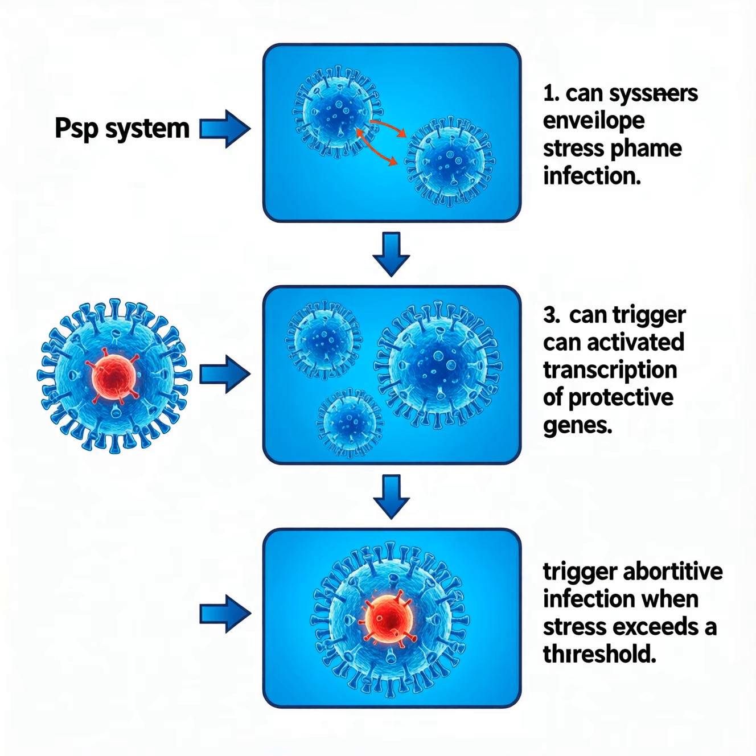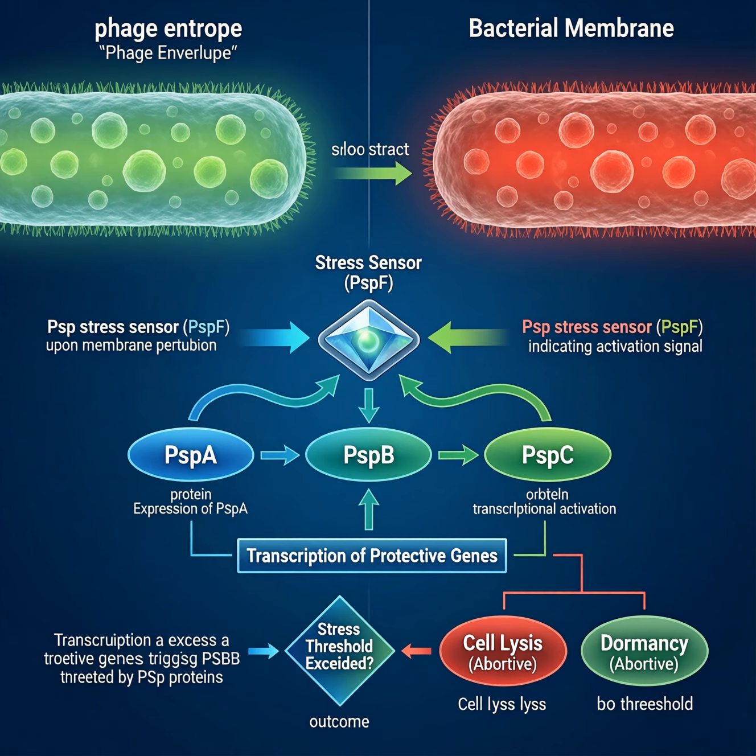The threshold for abortive activation is sensed by a feedback loop involving PSBF that shuts down essential metabolic genes when membrane tension rises. This coordinated shutdown ensures that surviving bacteria can recover once phage pressure subsides.